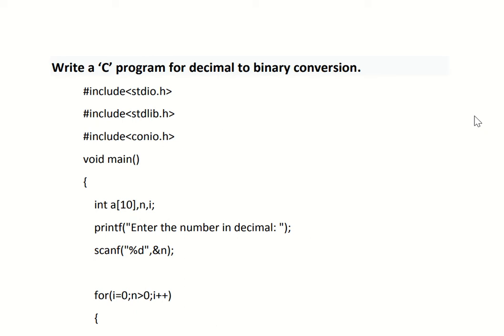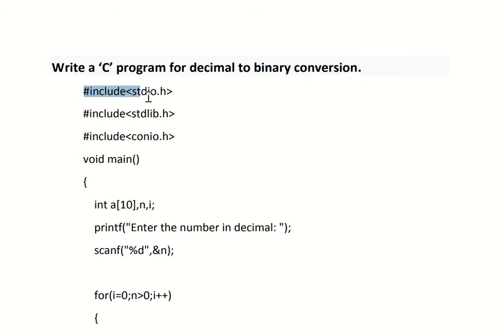Hello everyone. Today's topic is: write a C program for decimal to binary conversion. That means we will have the number in decimal. We are going to ask the user to enter any number in decimal format, and we are going to convert that number into binary.